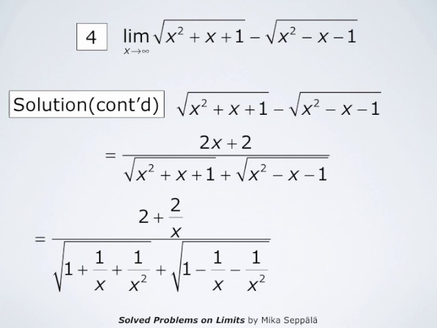Because now, as x approaches infinity, each term having x in the denominator becomes 0. And the limit is therefore just 2 divided by 1 plus 1, which is 2. So 2 divided by 2, and the limit is 1.